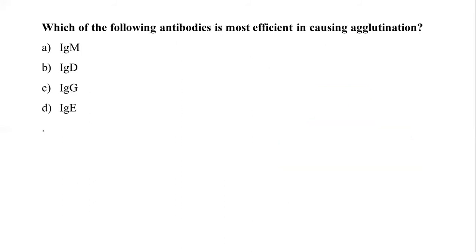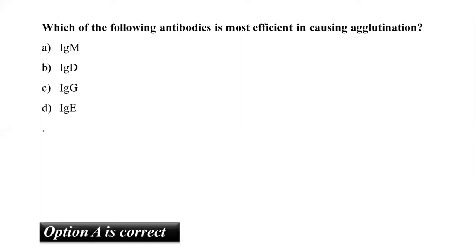The next question is, which of the following antibodies is most efficient in causing agglutination? Again, IgM is the first antibody that is built during an immune response. So it is responsible for agglutination and cytolytic reactions due to its pentameric nature, which gives it 10 free antigen binding sites, as well as it possesses a high avidity. The correct answer to this particular question would be option A, IgM.